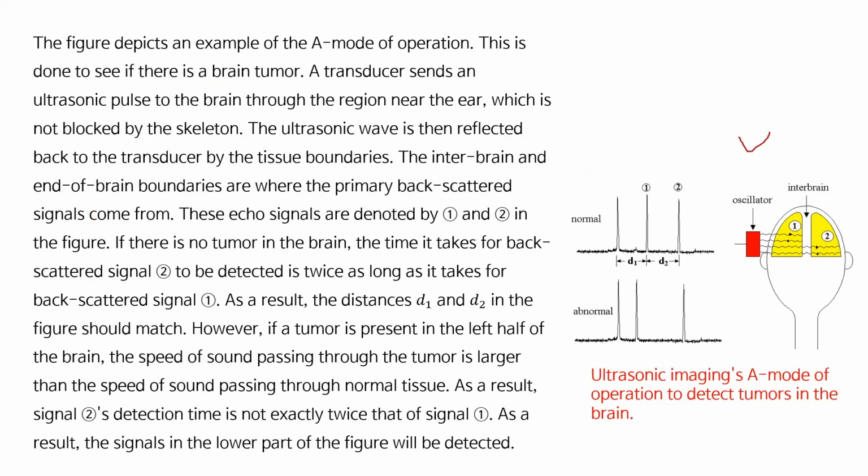This figure depicts an example of A mode of operation. This is done to see if there is a brain tumor. A transducer sends an ultrasonic pulse to the brain through the region near the ear, which is not blocked by the skeleton. So at this position, the transducer emits the ultrasound wave.